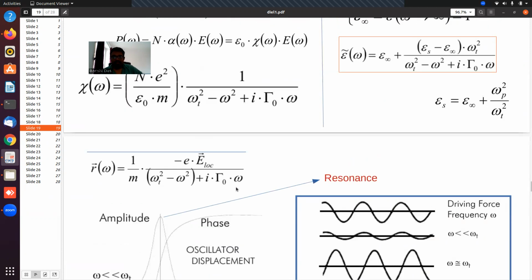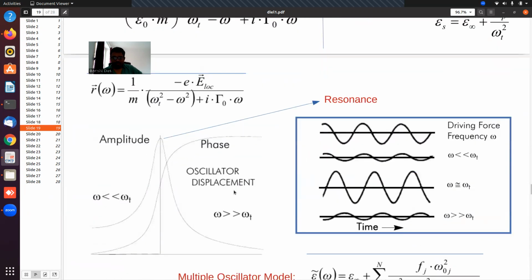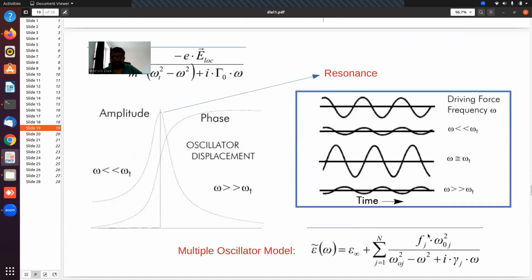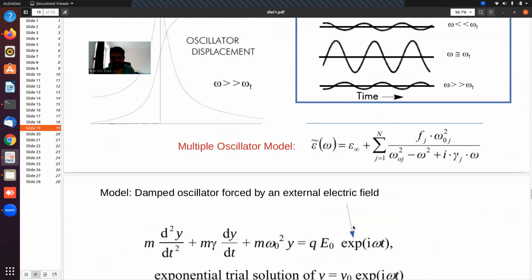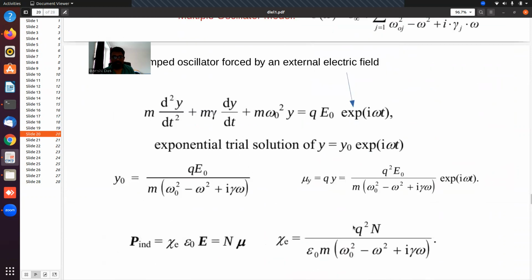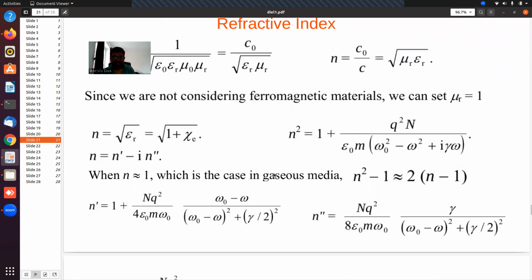The multiple oscillator model means they use different oscillators with different natural frequencies, and then the dielectric constant is the sum of the responses from all those oscillators. It is a straightforward extension on top of that.